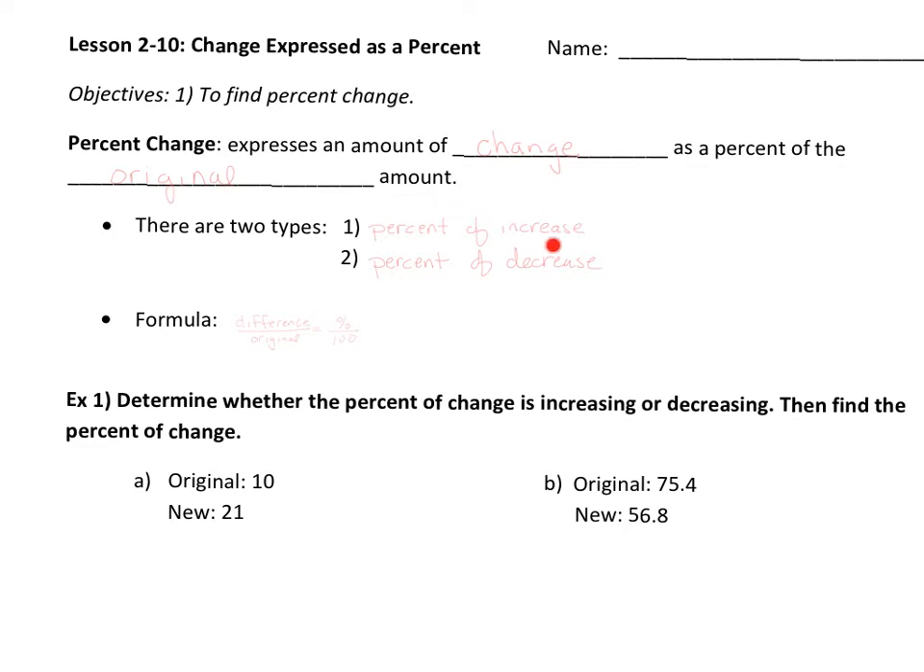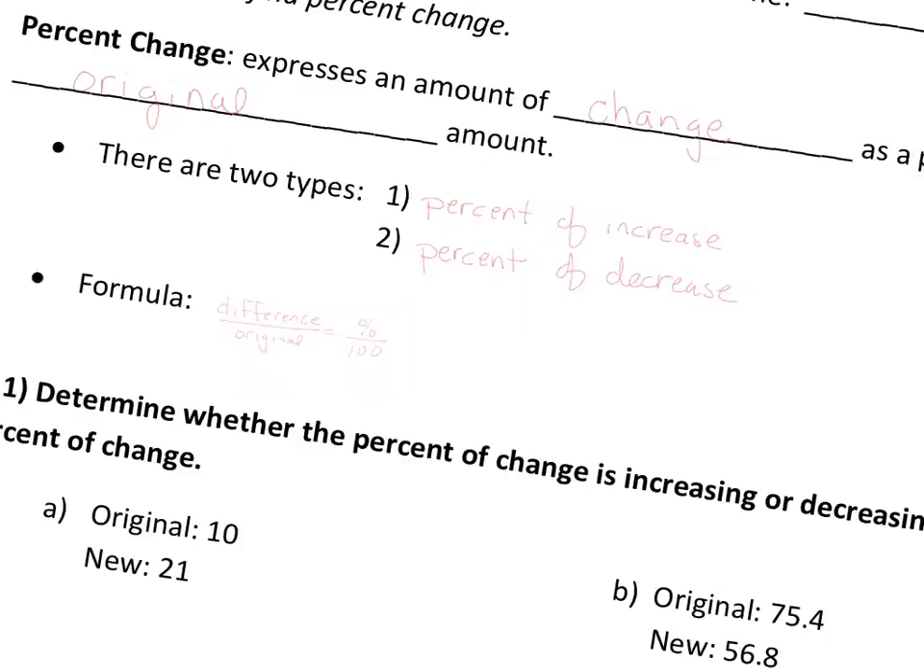We have percent of increase, so when our amount is going up, like if I have $10 and now I've got 15. And then a percent of decrease, like a shirt that's on sale for 25% off, so it's $20 and now it's $15, something like that, decrease. Okay, now we have a formula that we're going to be using for this.